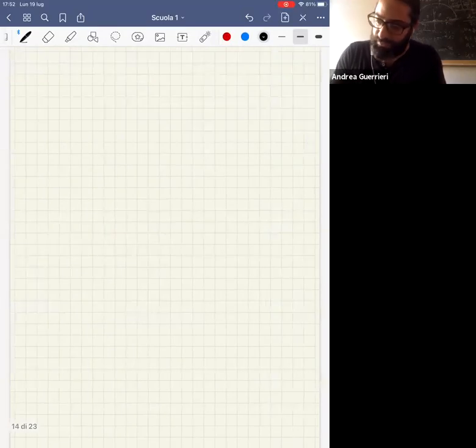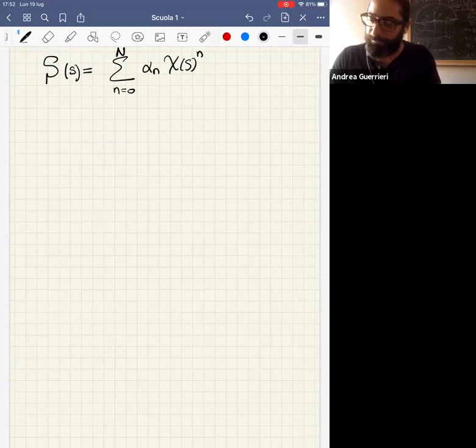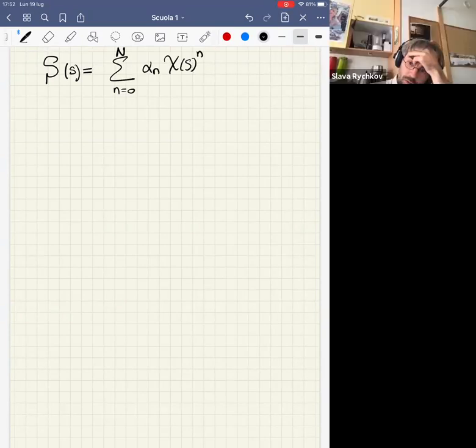So what I'm saying is just the following. You take a function s, you expand it in these chi variables as a sum for n equal to 0 to n of alpha n chi to the n. Okay. So far, so good.